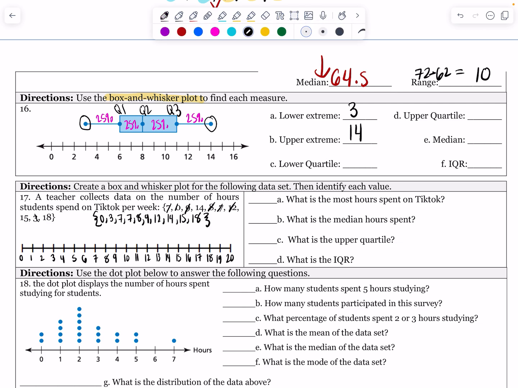So what's my lower quartile? My Q1 is at 6. It's a 5-point summary. My upper quartile is going to be at 11. My median is going to be right there, dead center in the middle. Q2 is going to be at 8.